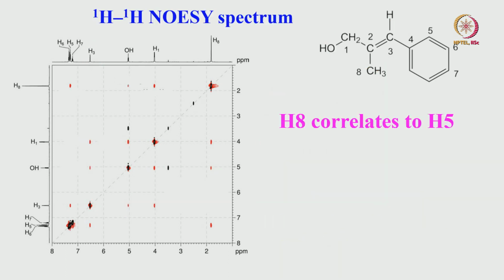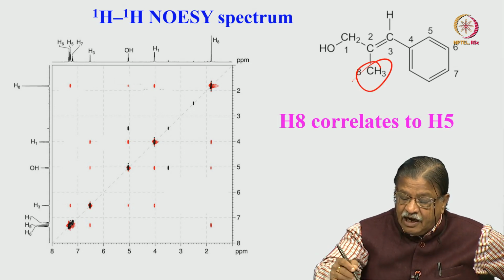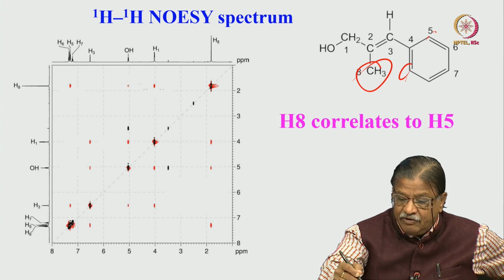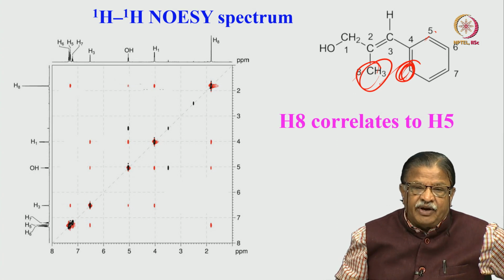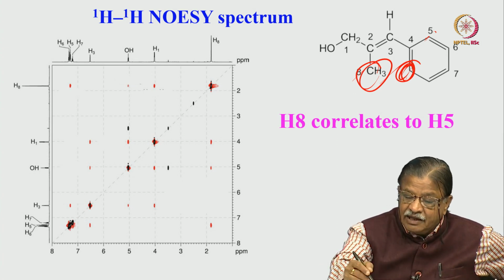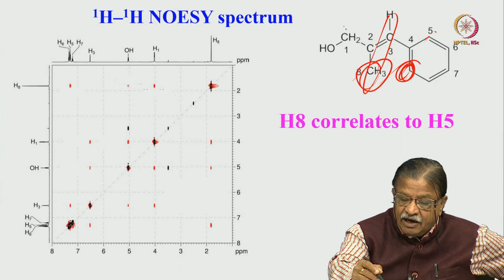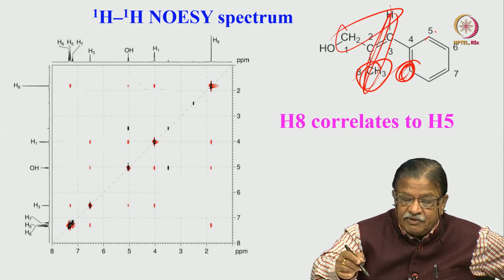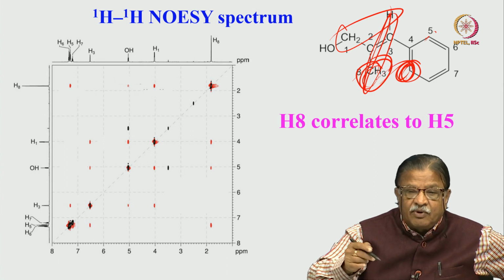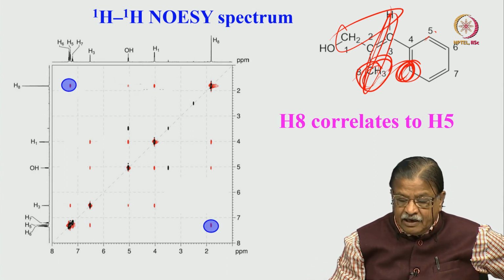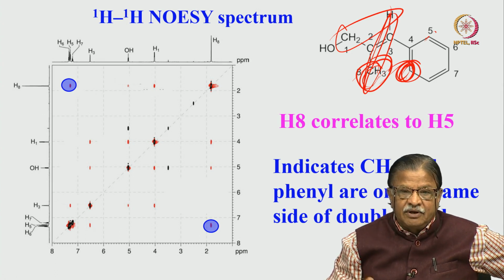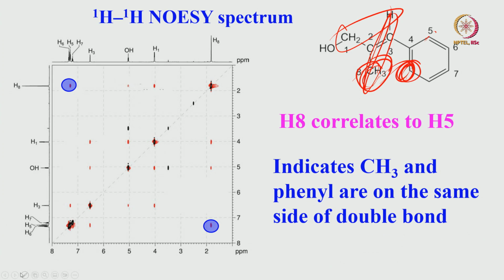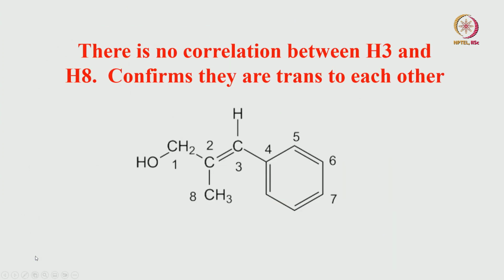So, using this further, H8 is correlating to H5 because these two are symmetric. I have not written it here, but this is also the same for these two. This CH3 is correlating to aromatic proton H5. That clearly tells me these two are trans to each other, because there is a correlation between this and this, and no correlation between this and this. There is a correlation between CH3 and this aromatic proton. All this tells me CH3 and phenyl are on the same side of the double bond. So, this clearly gives me the idea about the geometry of this molecule.